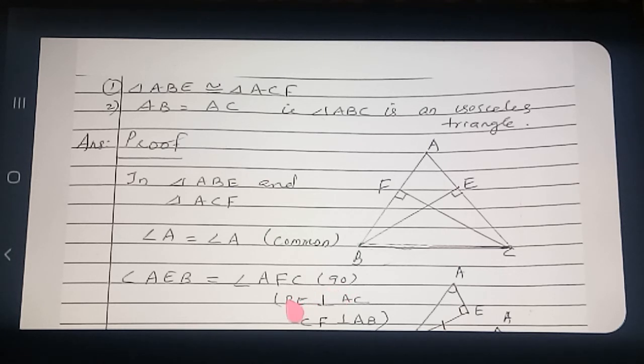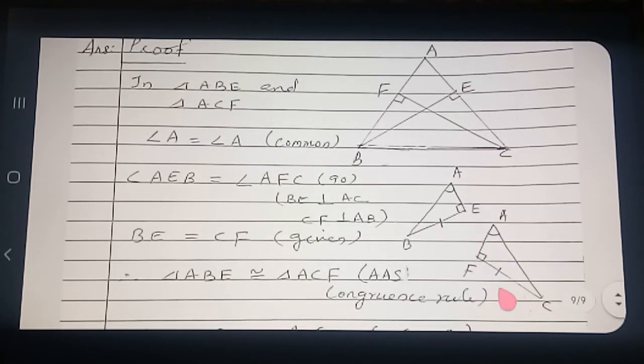How is 90 forming? Because BE is perpendicular to AC and CF is perpendicular to AB, therefore it is 90 degree. Clear? Now, for your understanding, I have drawn a separate diagram here also. And next point, what is given? BE equal to CF, already given in the question. Altitudes are equal, given. You can read the question.